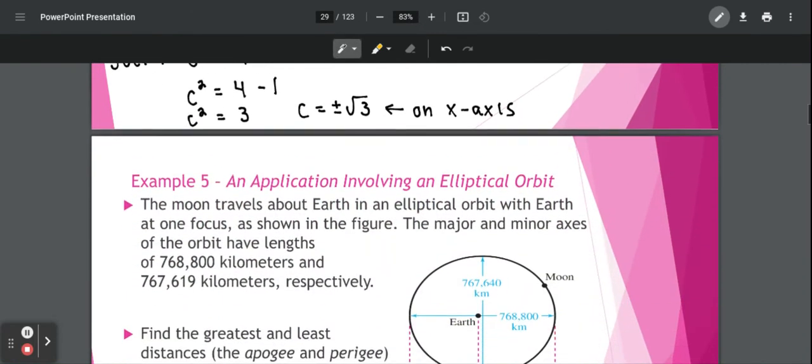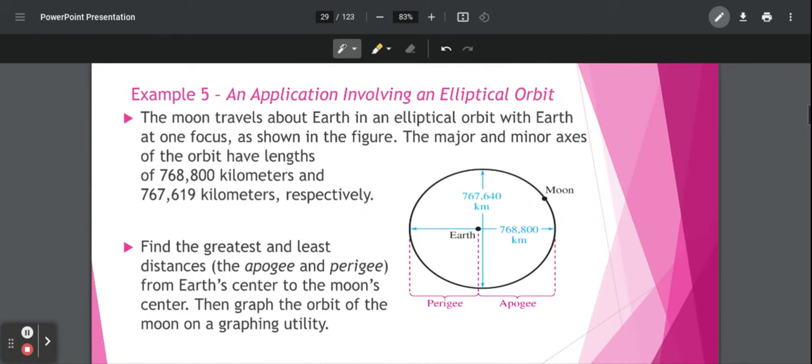So in this next example, we'll look at an elliptical orbit, and it says the moon travels about the Earth in an elliptical orbit with Earth at one focus, as shown in the picture. The major and minor axes of the orbit have the lengths of 768,800 and 767,619 kilometers, respectively. So that's the whole length.